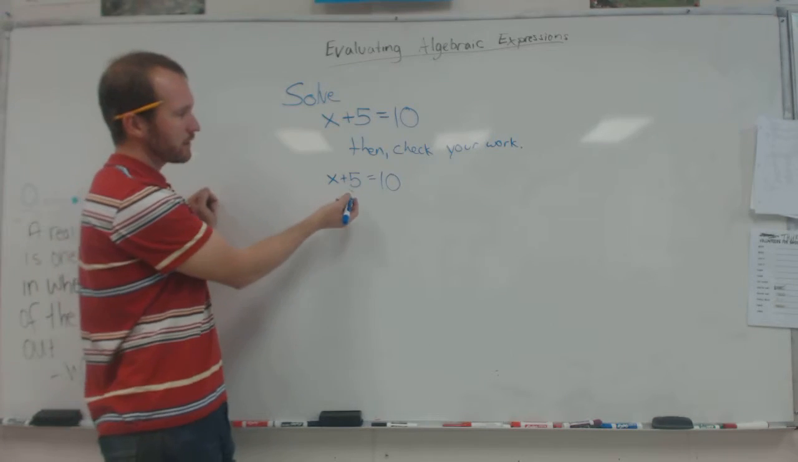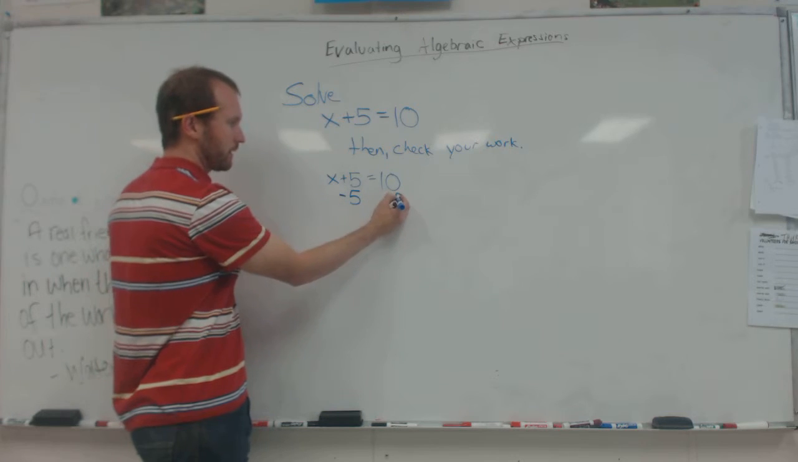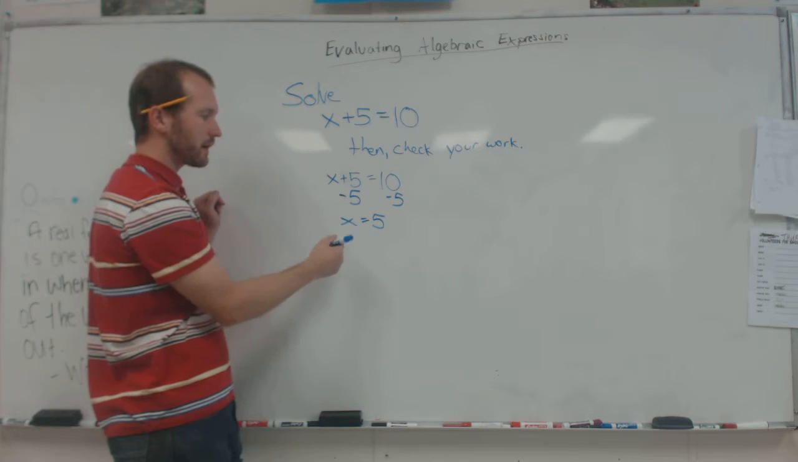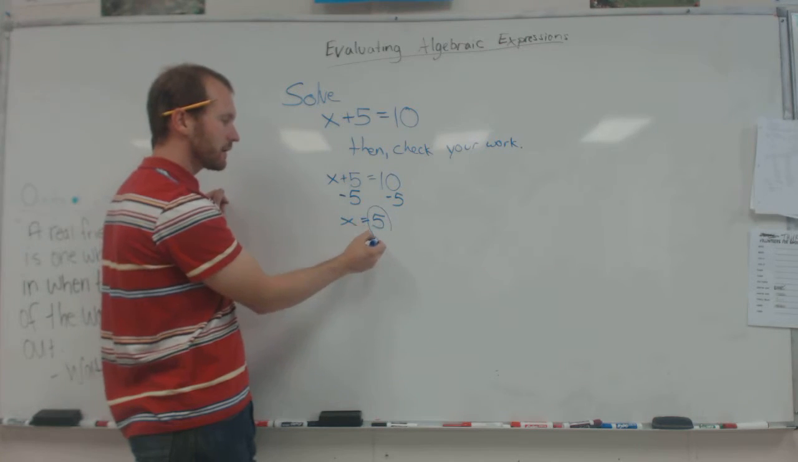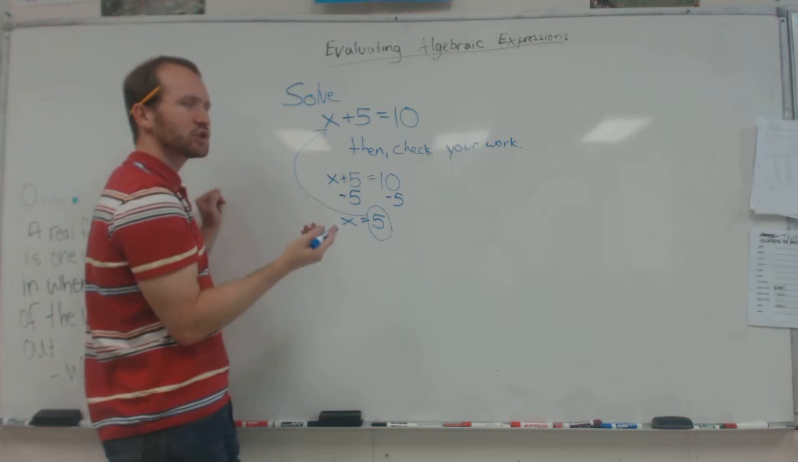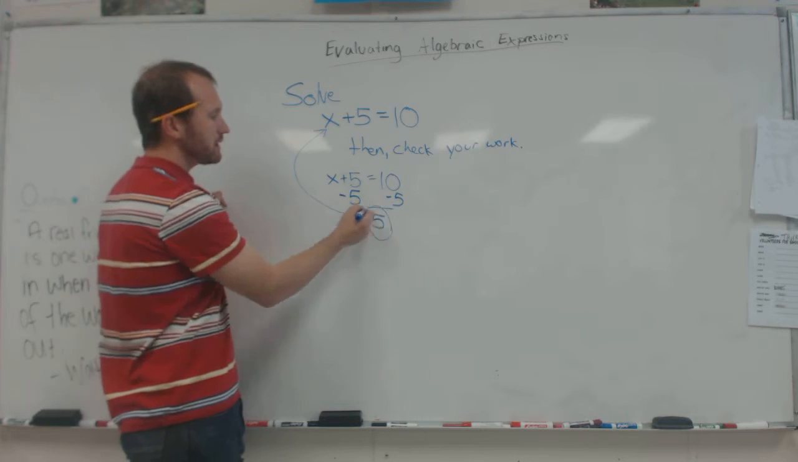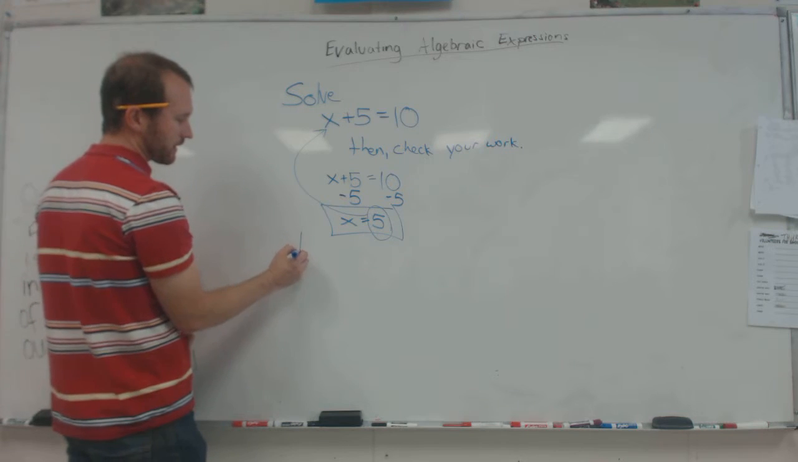Alright, x plus 5 equals 10. So what am I going to do? Minus 5 minus 5. So x equals 5. Okay, now look, I have x equals 5. I'm going to take this and plug it into this expression to check to see if my work is correct. So here's my answer, x equals 5. Now I'm going to check.